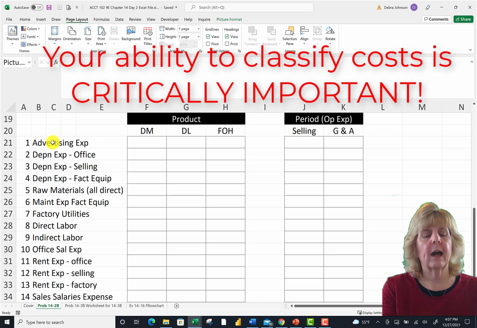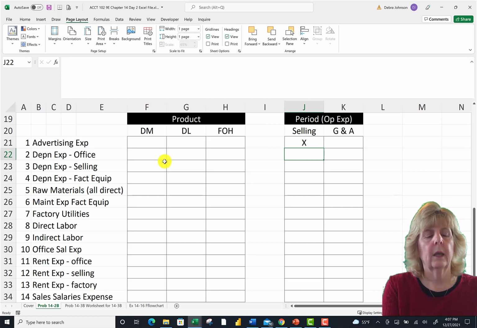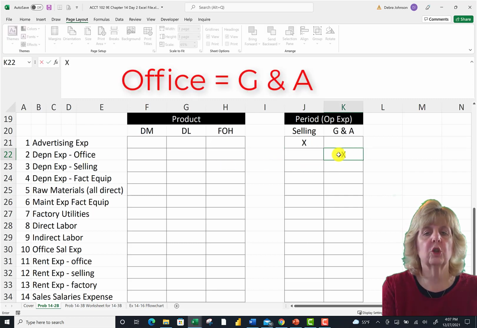So, number one, advertising. The only reason we advertise is to sell goods. That's an example of a selling expense. Let me go hit the capital so the X is bigger. You'll notice that the next three are depreciation expense accounts. However, they are related to three different items. One is office. As soon as you see the word office, that is an indication that it is a general and administrative expense.